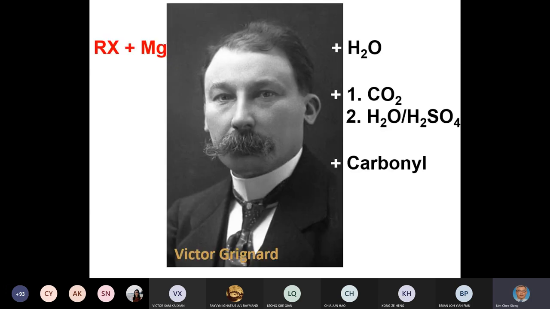Okay, now we go to the part we call Victor Grignard. Grignard reagent is just only three parts. Part number one, Grignard reagent with water. Then Grignard reagent with CO2 followed by hydrolysis, with water in the presence of acid as a catalyst. Followed by carbonyl. So this one is actually a hint for you when you answer it. Can you print screen for this one?